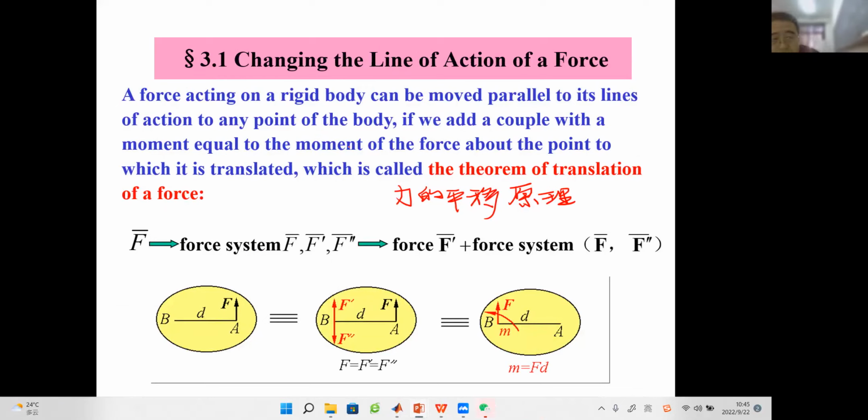So the step one, where is my pointer? I can find it. Okay.